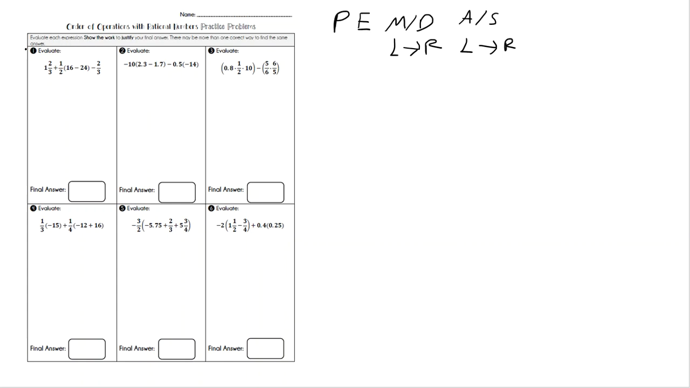Now, if we look at number 1, we don't have any exponents, but we do have a parenthesis. Inside our parenthesis, we have 16 subtract 24. I'm going to write this bigger over here to the side. I think you should have enough space on your paper, but I need a little more room on my screen. I'm going to change this subtraction to addition by doing keep, change, change. So 16 plus a negative 24 is going to be a negative 8.